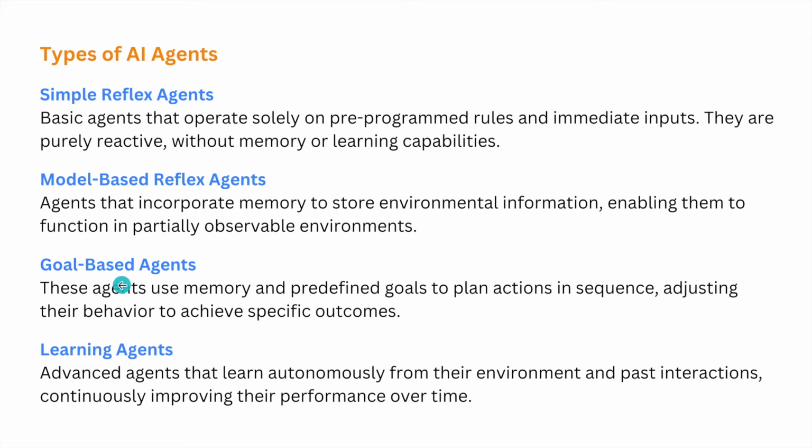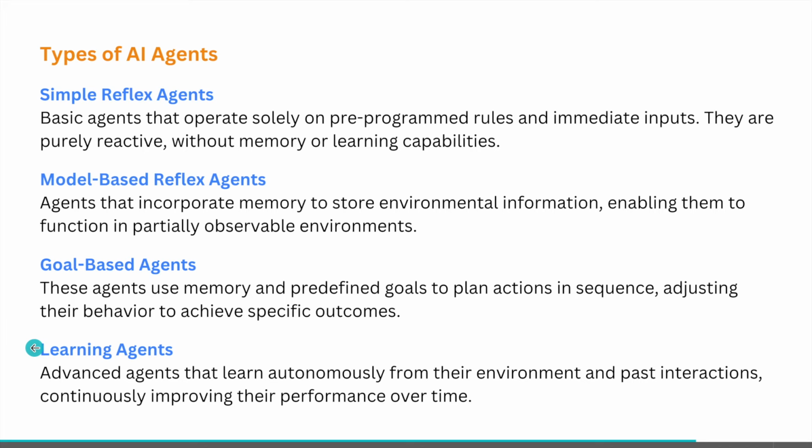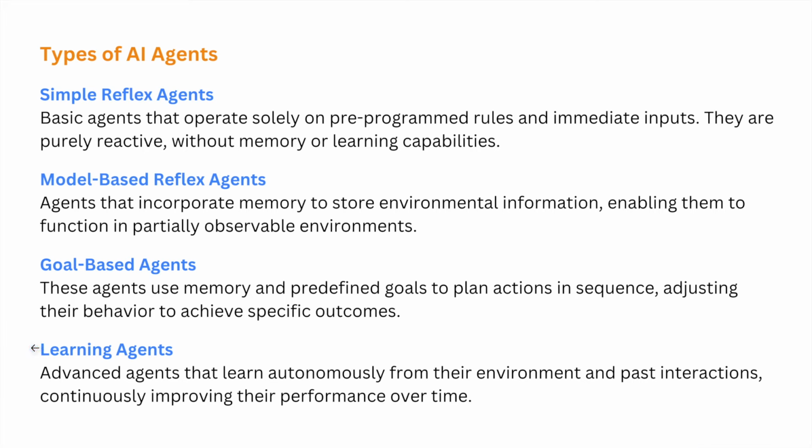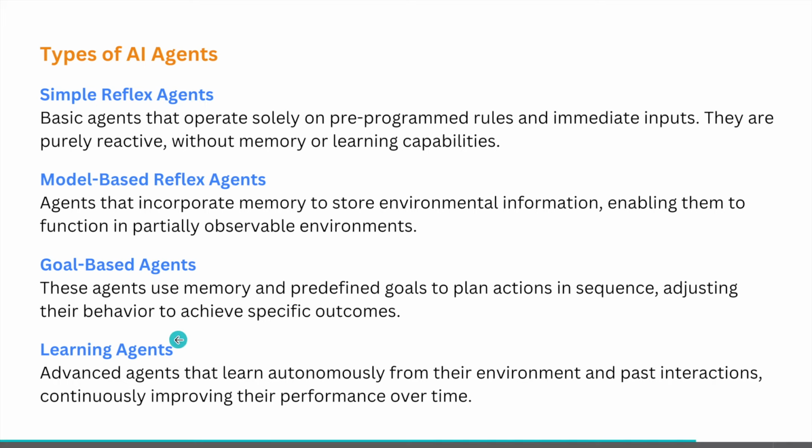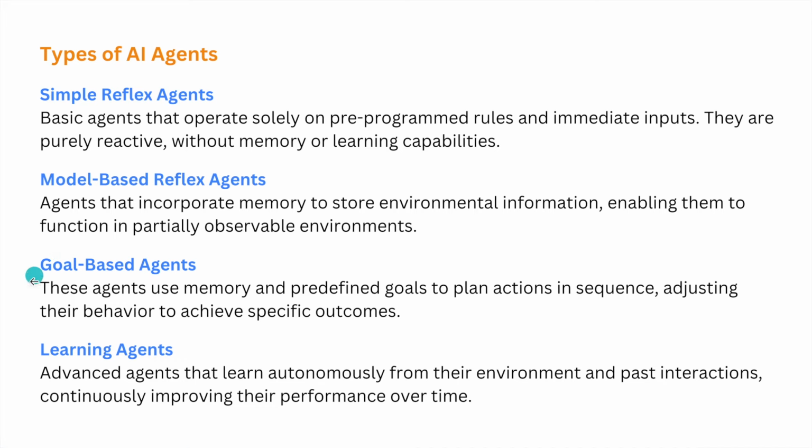The third one is goal-based agents, and these are the agents that we are going to use. These use memory and predefined goals to perform actions in sequence, adjusting their behavior to specific outcomes. The fourth one is advanced learning agents that can autonomously learn from their environment and past interactions and continuously improve performance over time. These are really advanced kinds of agents, and in this tutorial we will focus on goal-based agents.